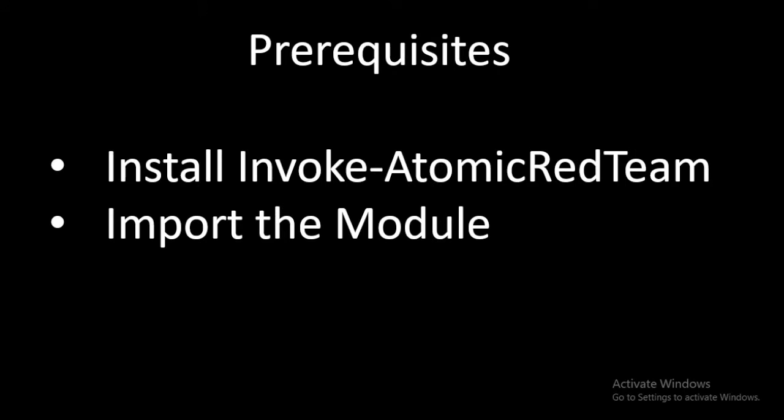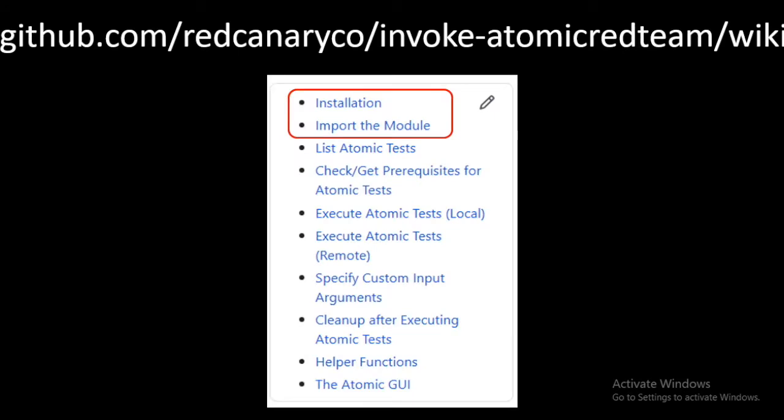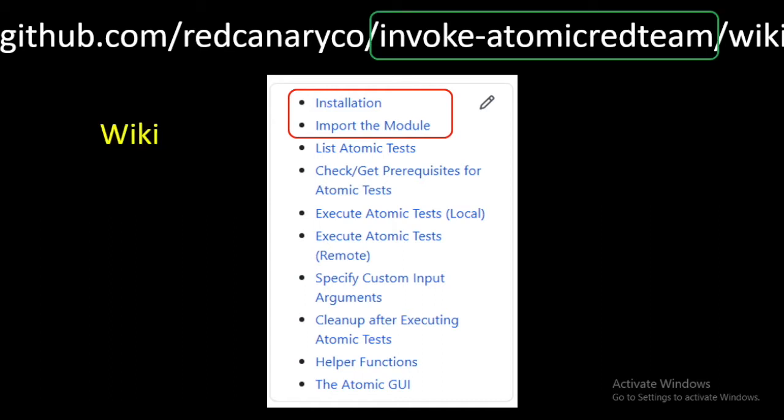For this demo, I've already installed Invoke Atomic Red Team, the execution framework, and imported the module so that those functions are ready to use. You'll need to do that too in order to follow this demonstration. You can go to github.com/redcanary/invoke-atomicredteam, and especially go to the wiki. The wiki is full of helpful information as shown in that table of contents there, including how to install and import the module. So please do that before you follow along with this demo.